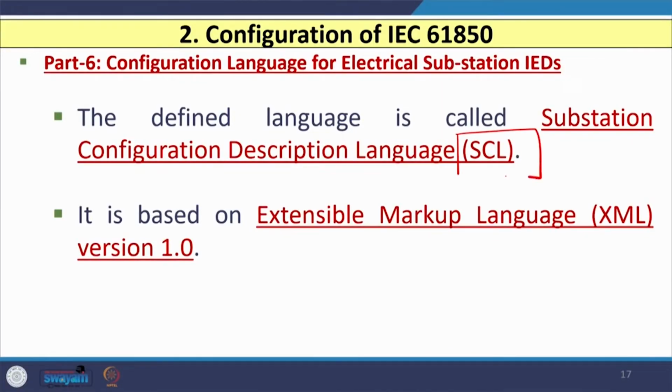So, this is especially related to the interoperability objective of IEC 61850. In part 6, the defined language is known as substation configuration description language, and it is denoted by the term SCL. This is the language used by all the IEDs and supported by IEC 61850, and this language is based on a markup language; maybe newer versions will become available in the communication network or in this language.